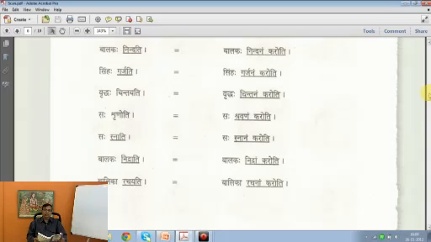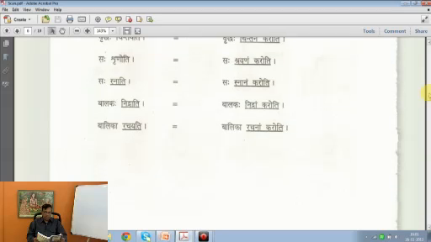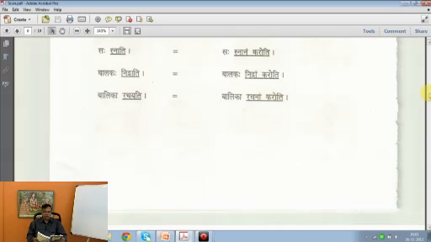Saha snati, as I said, snati, he bathes. Saha snanam karoti, he takes a bath or he is bathing. Balakaha nidrati, boy sleeps. Balakaha nidram karoti, boy sleeps, sleeping. Balika rachayati, balika rachanam karoti, a girl writes, a girl is writing.